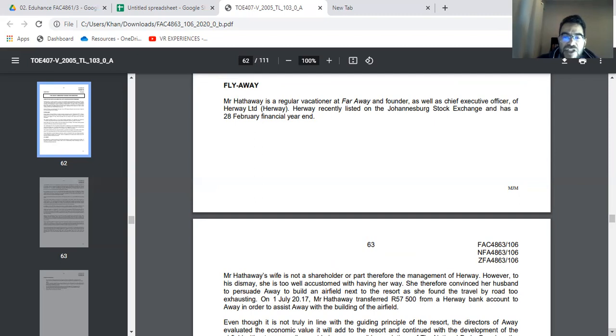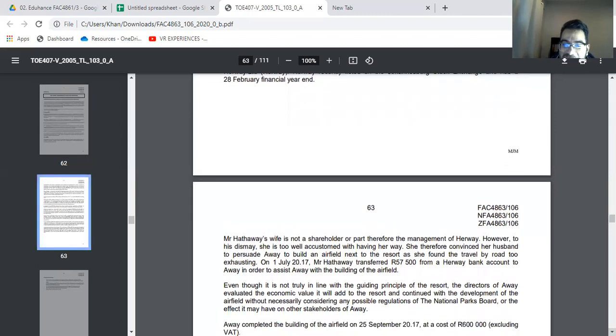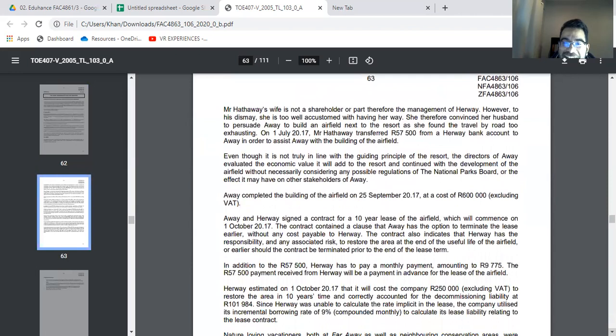Mr. Hathaway's wife is not a shareholder or part thereof. I don't know, the management of Herway. I don't know how that reads. However, to his dismay, she is too well accustomed with having her way. Wow, okay. Obviously whoever set this paper is trying to have fun.